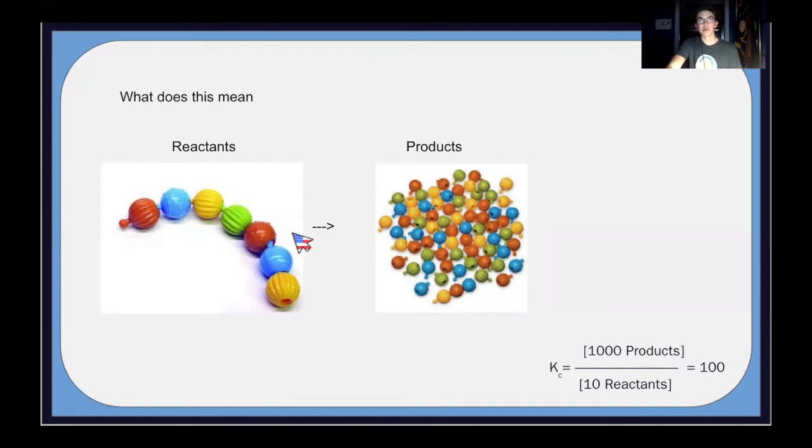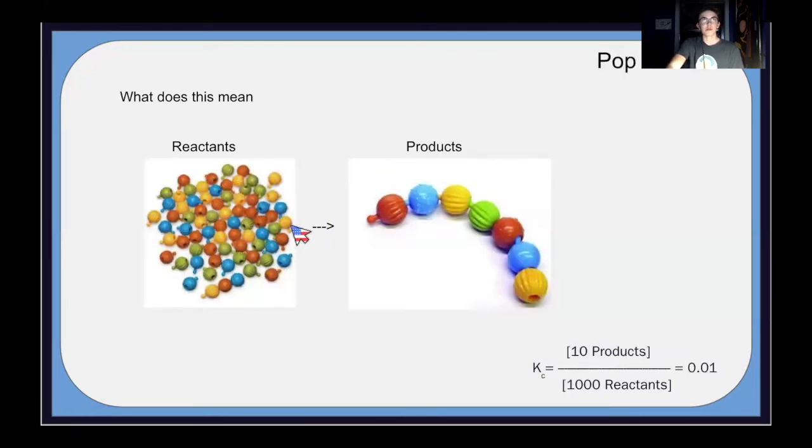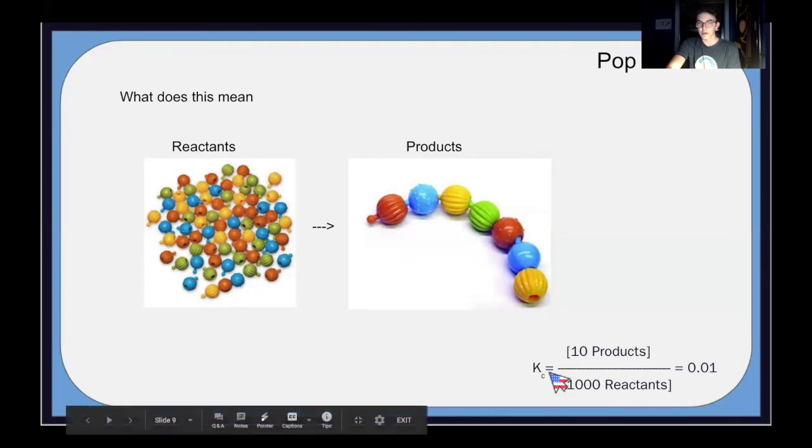Now, in the previous slide, this one here, with our reactants as the individual beads, we would have less products and more reactants. This would mean that our equation almost doesn't proceed at all.